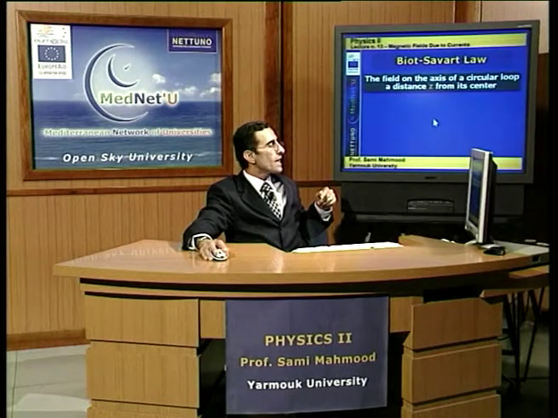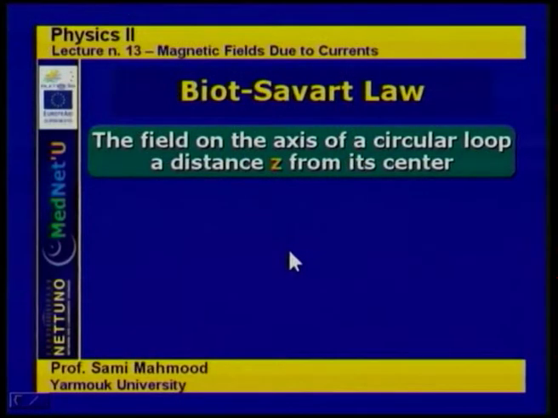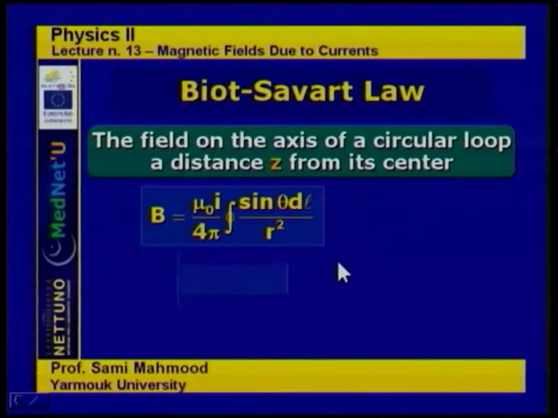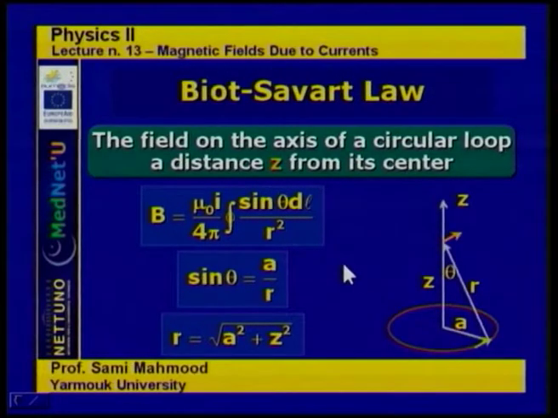And now we can evaluate the field on the axis of a circular loop, a distance z from its center. This is the loop of radius a, and we are interested in calculating the field at its axis at a position z, far away from the center. And we recall the Biot-Savart law.